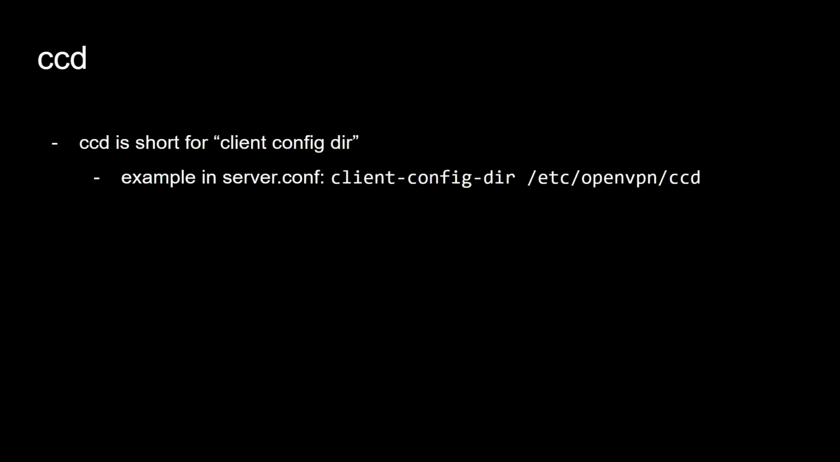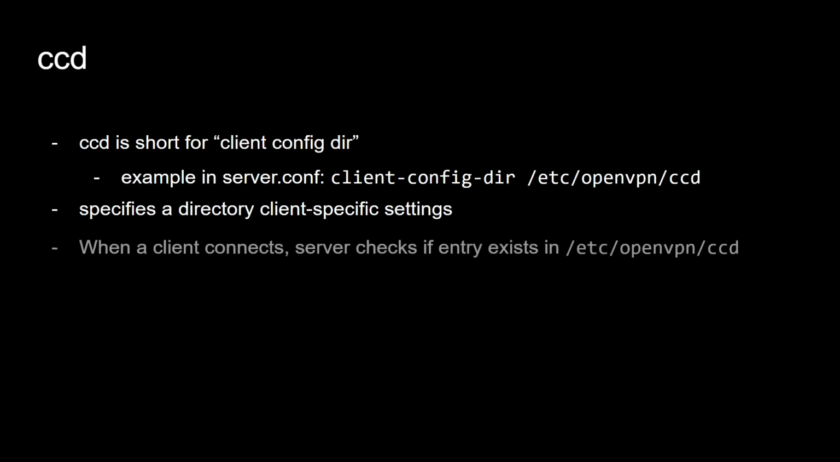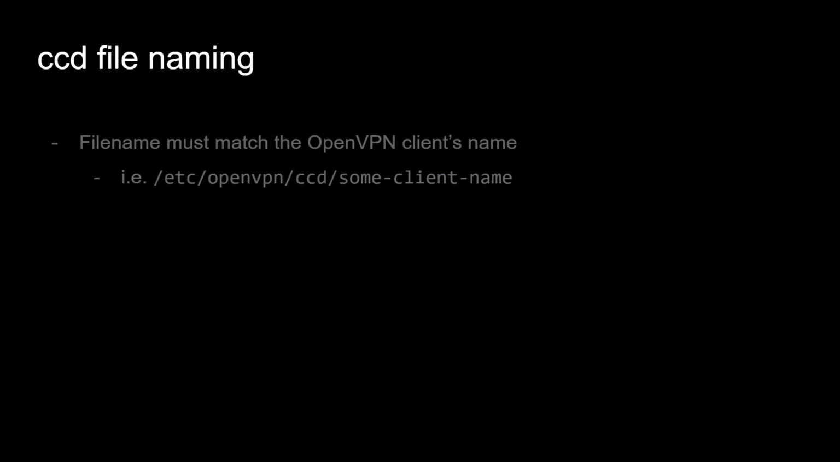Now let's talk about CCD in regards to OpenVPN. CCD is short for client config dir, and the example we used in server.conf was client-config-dir /etc/openvpn/ccd. This specifies a directory for client-specific settings, and when clients connect, the server checks if there are entries in /etc/openvpn/ccd. The naming for these entries should match the client name. So for example, when you ran the script and you specified the client name to be Evan or openwrt-router, the files in CCD should have the same name.